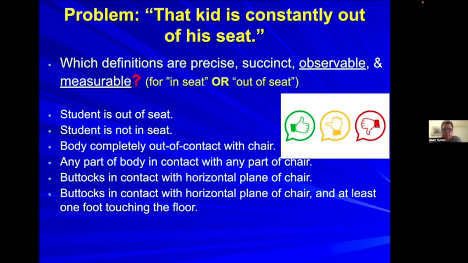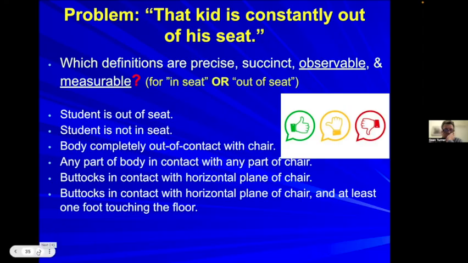So I'm hoping we could all agree on the bottom four. Can out of seat be defined as totally out of contact with the chair? Yeah, that's one way we could define it.